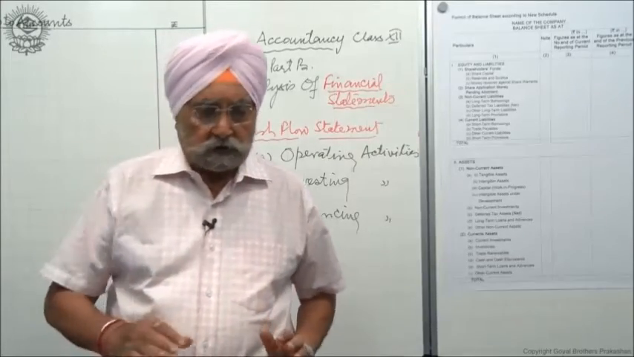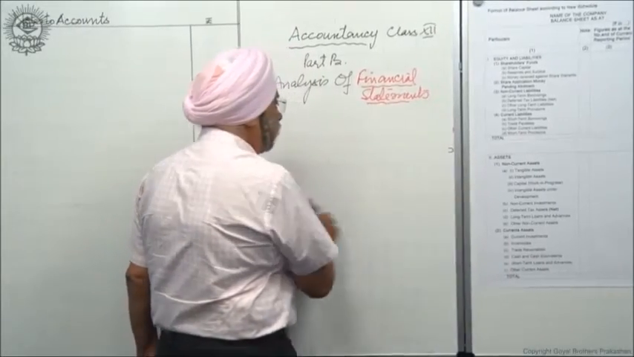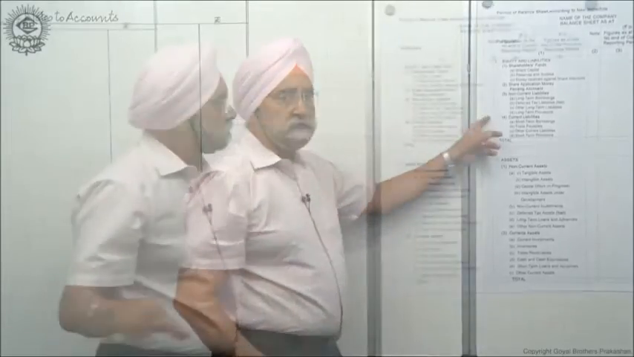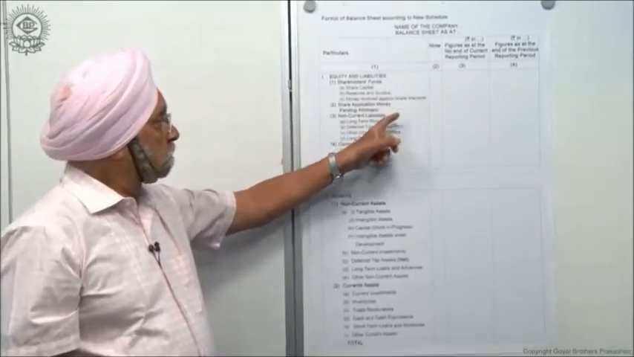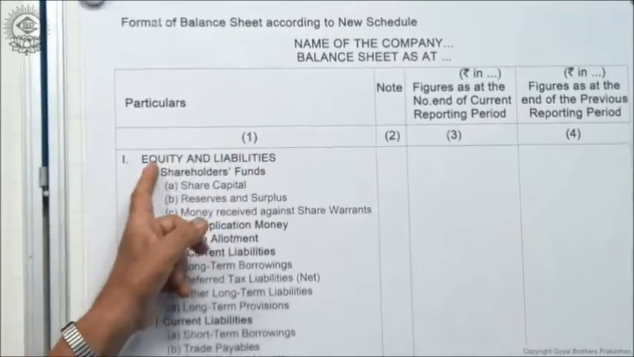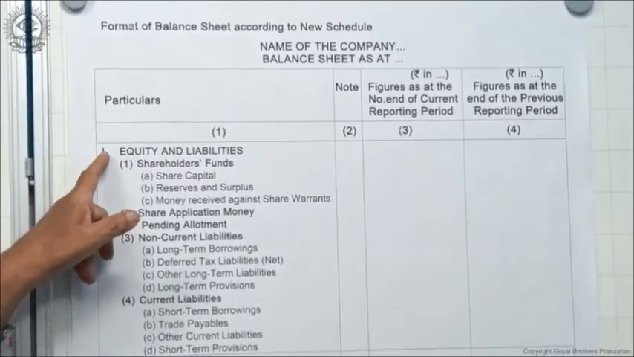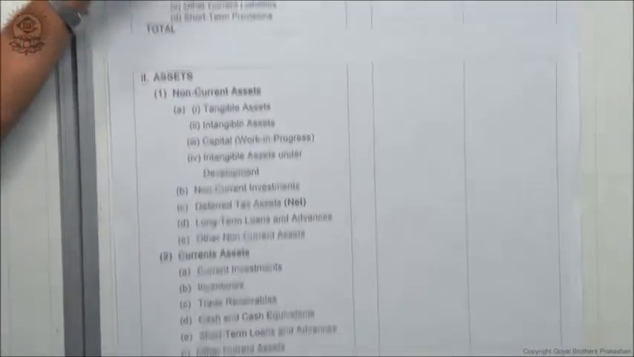Now we come to a detailed study of the balance sheet. Here is the balance sheet, my dear students, before you. This is the balance sheet of the company. The balance sheet of a company has two parts. Part 1 is equity and liabilities. Part 2 is assets.